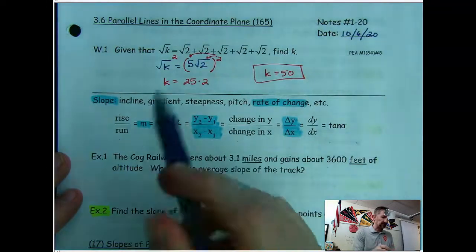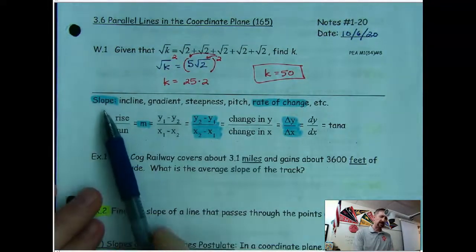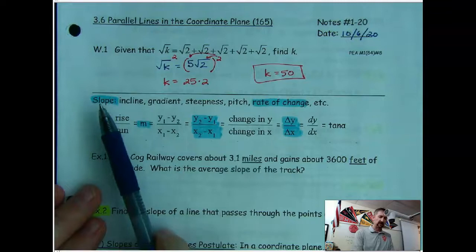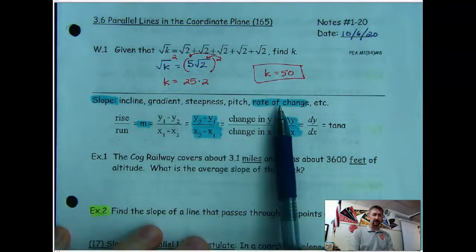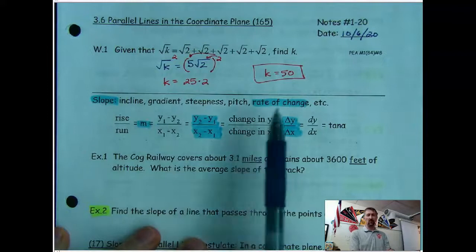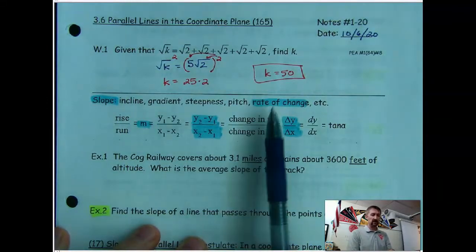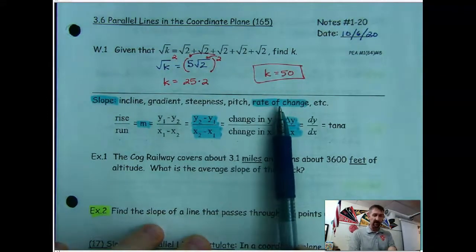Okay, so we're talking about slopes today. Some synonyms for slope are the incline, the gradient, the steepness, the pitch, the rate of change. So the key one out of there would be the rate of change mathematically. We would want to focus on that.